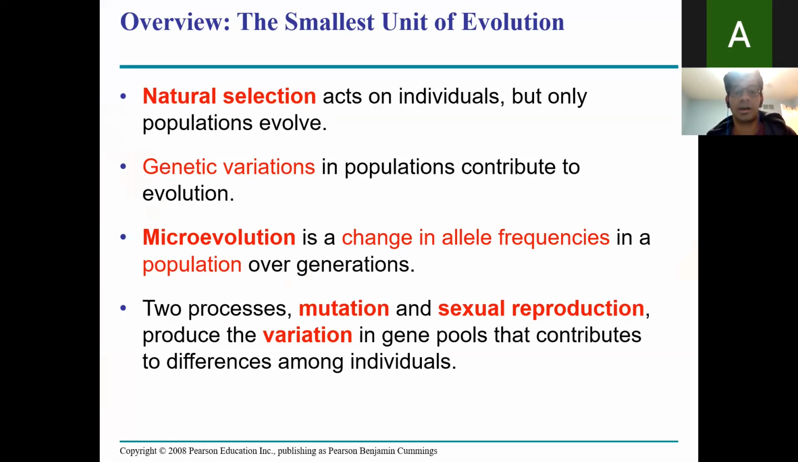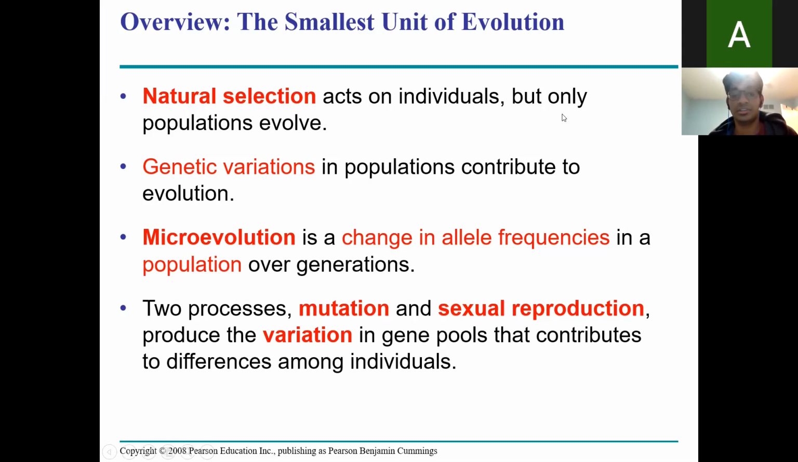Genetic variations in populations contribute to evolution. Really the core idea of genetics and everything that happens there, meiosis, crossing over, fertilization, is what allows evolution to happen. All the genetic stuff will be covered much later on. Microevolution is a change in allele frequencies in a population over generations. So it's really evolution on a smaller scale.